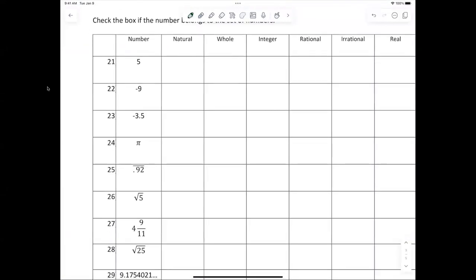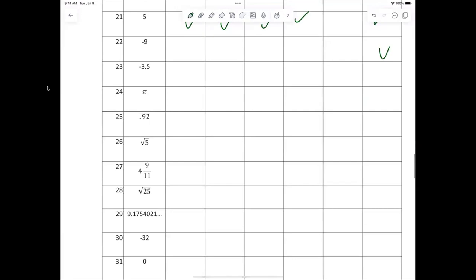Okay, here we go, sunshine. 5 is what? Natural, whole, integer, rational, and real. You are amazing. Are all of them real? So if you want to save yourself some time, you can just go check them all off for reals.